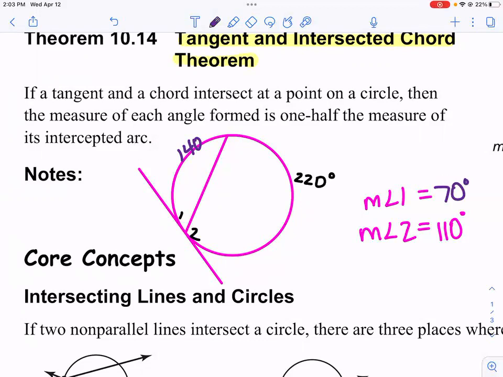Because they're a linear pair. Angle 1 and angle 2 are angles that are a linear pair, because they form a line. You good? The 1 and the 2 are the angles formed by the chord and the tangent. By the chord and the tangent. Okay.